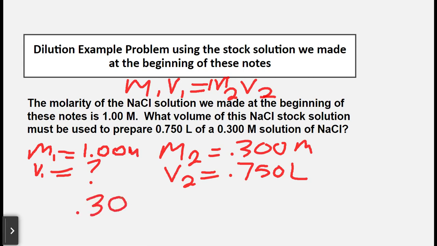Okay, so 0.300 molar times V1, I'm going to put that in parentheses, equals, oh goodness, hang on, we're going to start again. My M1 is not 0.3.